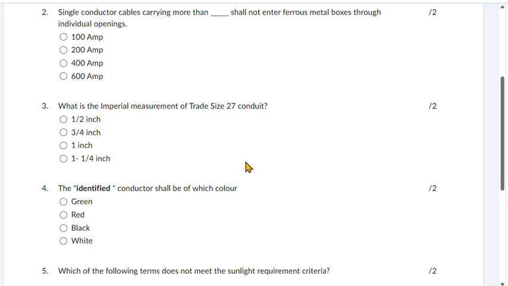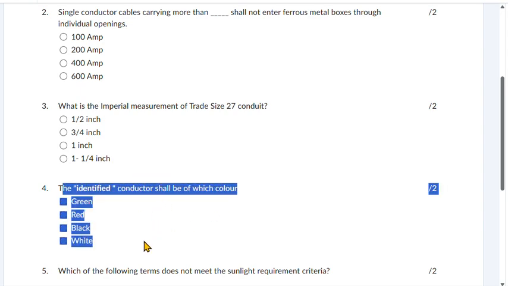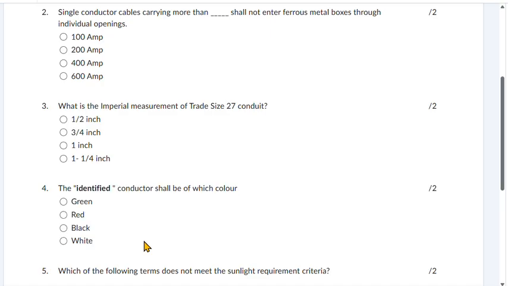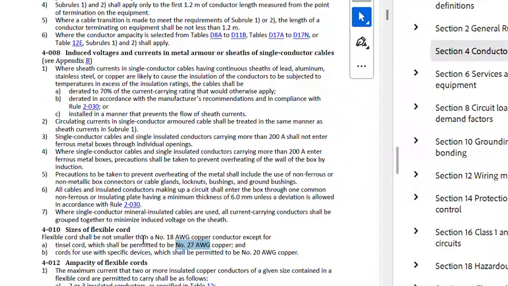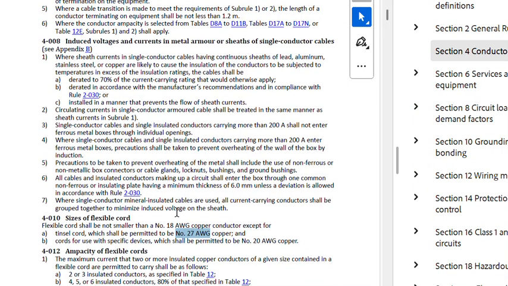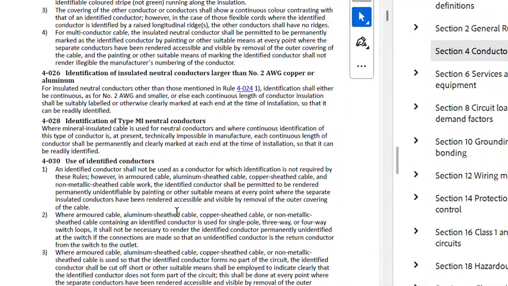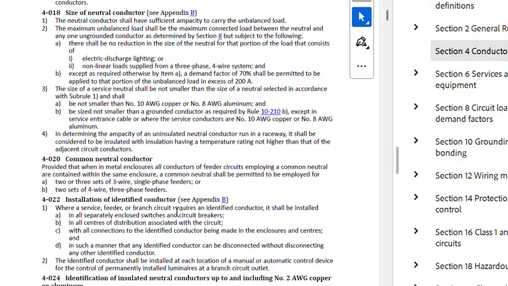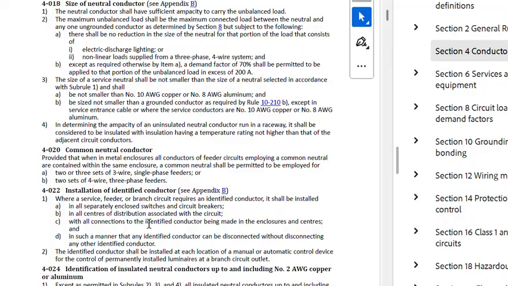The answer to number 4, the identified conductor shall be of which color? Green, red, black, or white? You probably know that one off the top of your head. If you don't, it's one that you should definitely commit to memory and not take time to look up. That's sitting in 424, I believe. Yeah, 424 starts down here at the bottom.